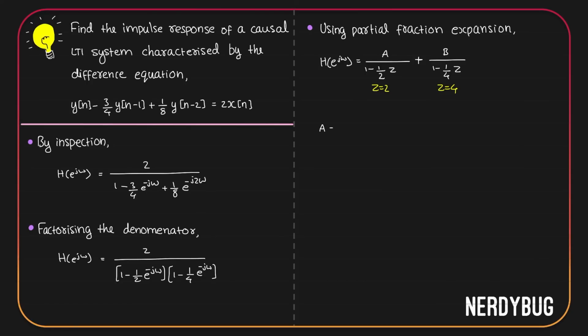We know how to find out a. A will be limit z tends to the pole 2 of 1 minus z by 2 multiplied by h of e raised to j omega. H of e raised to j omega is over here. If you multiply it with 1 minus z by 2, this term will be cancelled. So you get limit z tends to 2, 2 divided by 1 minus 1 by 4 z. If you give z equal to 2, this becomes 2 divided by 1 minus 2 by 4. A is equal to 4. We can also find out b. Limit z tends to the pole 4.